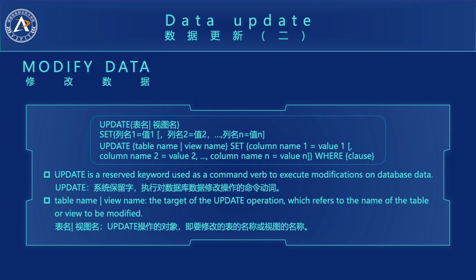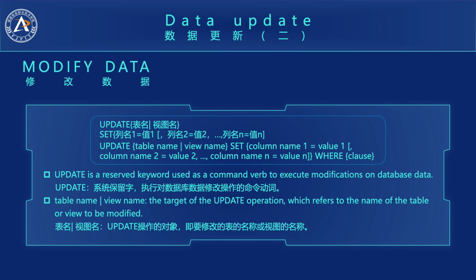By using the update statement, you can modify the data of a single row, multiple or all rows in a table, either fully or partially. The syntax of the update statement is shown on the screen. Update table name | view name, set column name 1 equals value 1, column name 2 equals value 2, column name n equals value n, where clause.